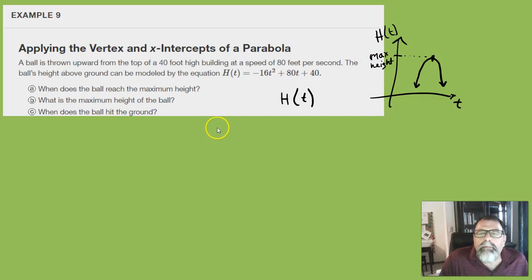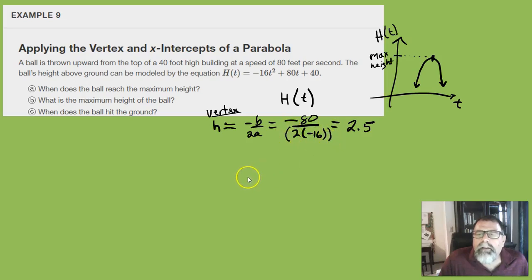So again, if I do h for my vertex, so not this h, h for the vertex, h is equal to minus b over 2a, which is -80 over 2 times -16, and that is 2.5. So we just punch that in our calculator. Now be careful: if you go -80 divided by 2 times -16, you probably need an extra parenthesis there, or it might give you a different answer.